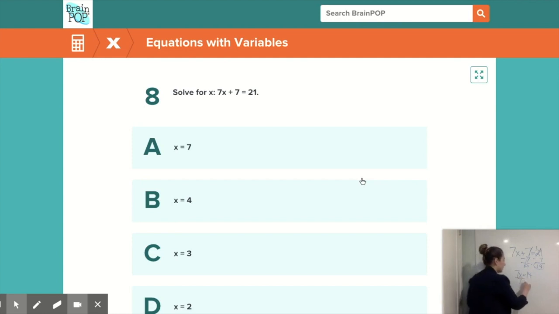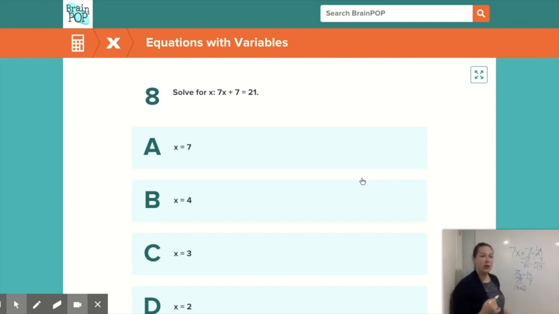So when I divide by 7, this cancels out. That's like saying if you have 7 pieces and you want to make groups of 7, how many groups can you make? Well, you can just make 1. That's how that cancels out. So what you have left is the x. X equals 14 divided by 7, quick fact, 2.